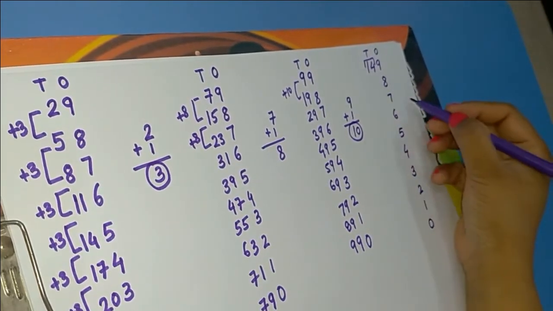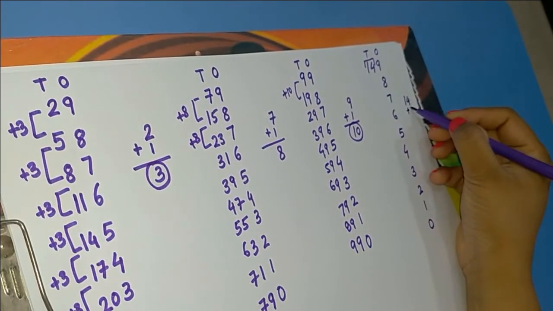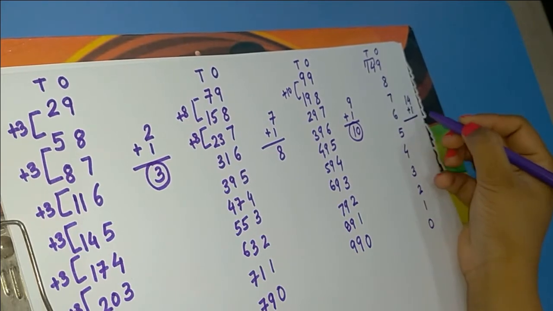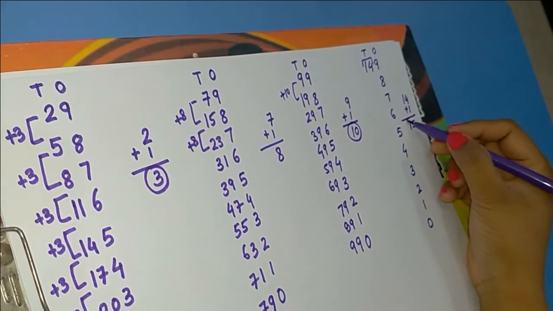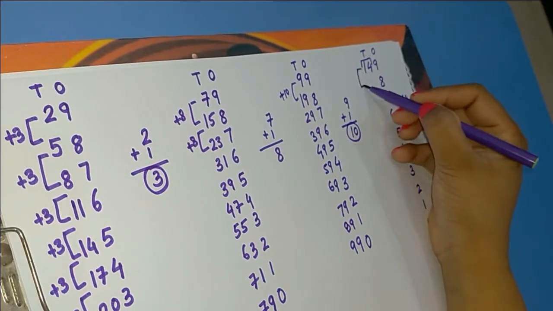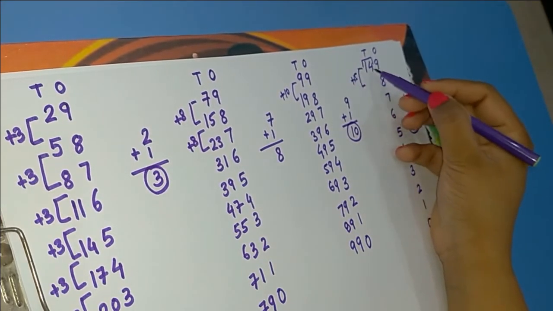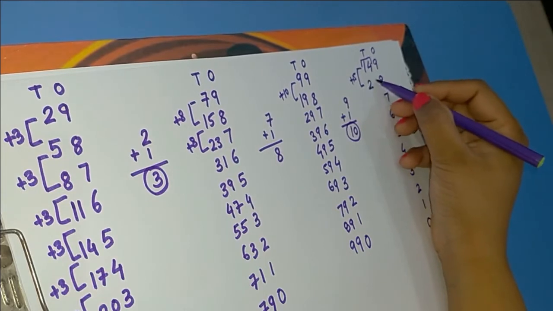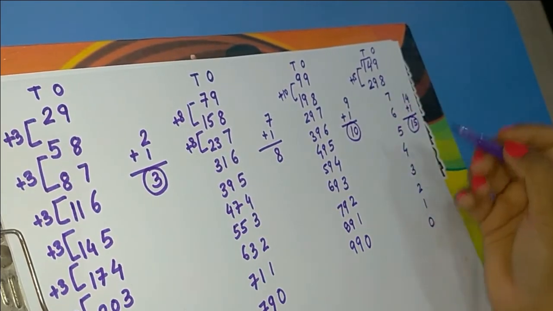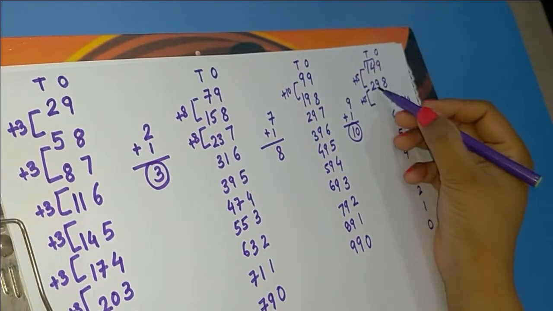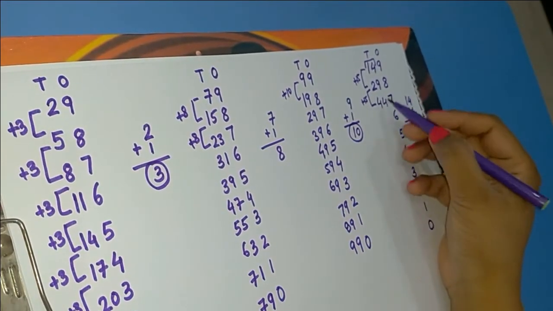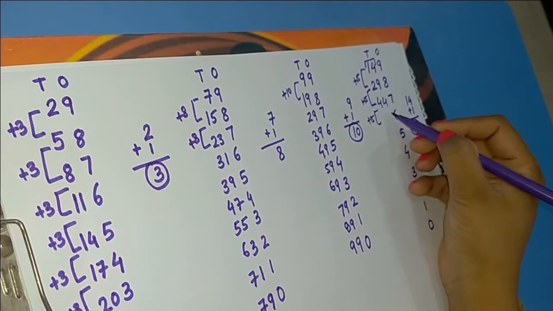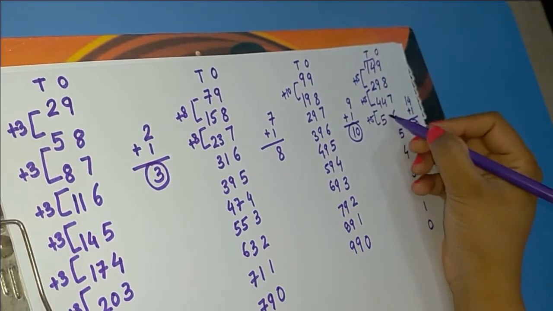We have 14 at the tens place. So 14 plus 1 is 15. We need to add this 15 here. So here 14 plus 15, 29. Now again add 15. 29 plus 15, that is 44. Then 44 plus 15, it is 59.